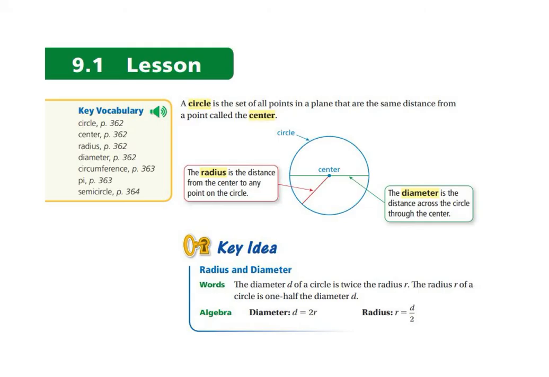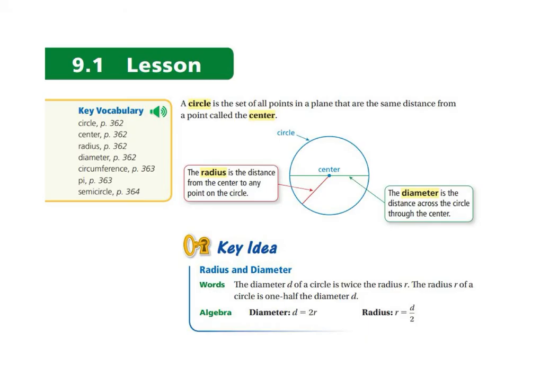In this lesson, vocabulary words you'll need to know is circle, which is a set of all points in a plane that are the same distance from a point, and that point is called the center. Oftentimes, in order to draw a perfect circle, you'll use what's called a compass, or you'll take a pin or attach a string to a center location and then use that string to draw a perfect circle with a pencil or pen or stick, whatever it may be.